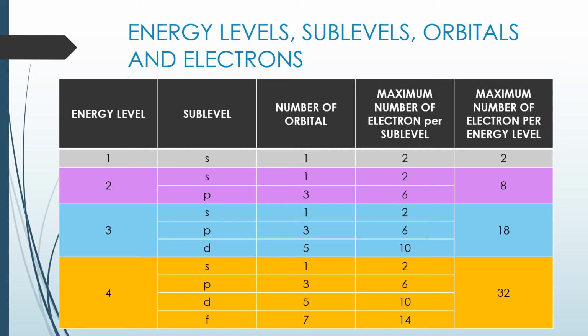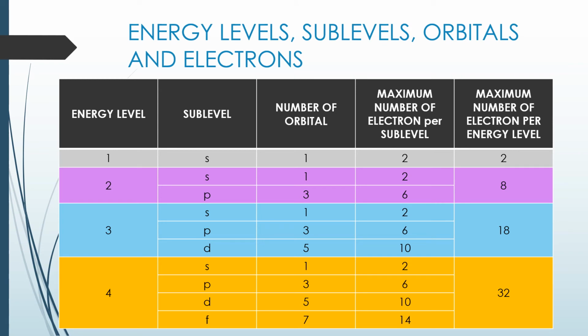For the second energy level, there are 2 sublevels present, the S and the P. The S sublevel has 1 orbital, while the P sublevel has 3. The maximum number of electrons for the first sublevel is 2, while for the P sublevel, we have maximum of 6 electrons. Kaya, pag pinag-add natin yung 2 at saka yung 6, ang maximum number of electrons ng second energy level ay 8. Yun ay kung puno ang S at P.